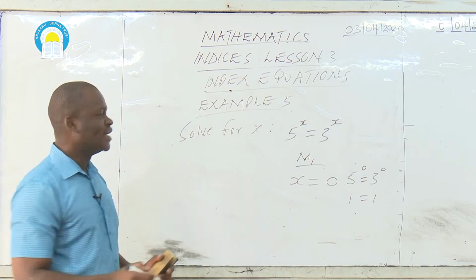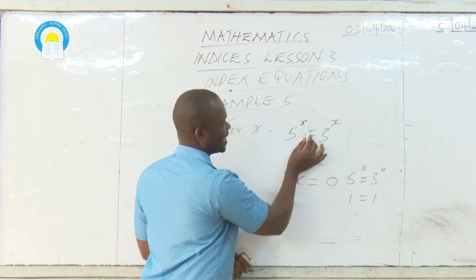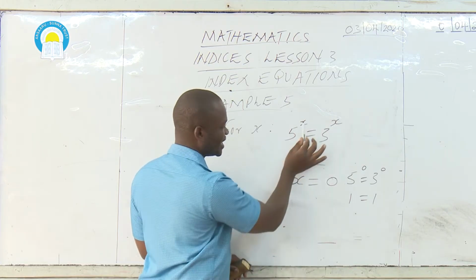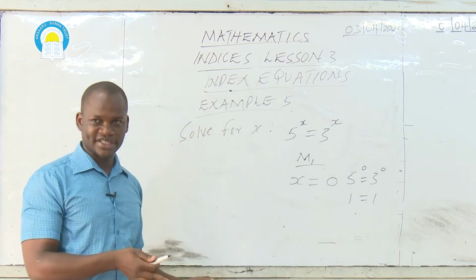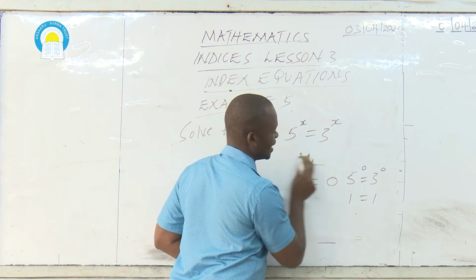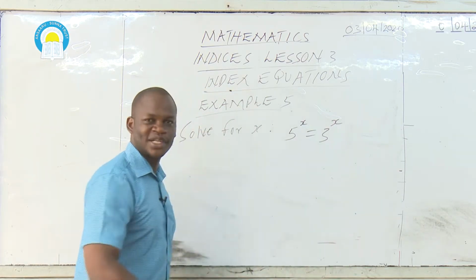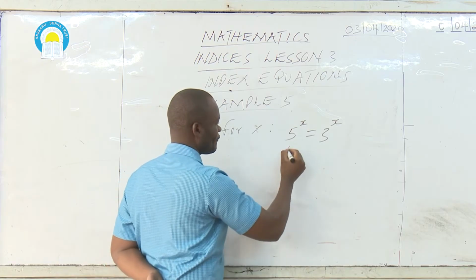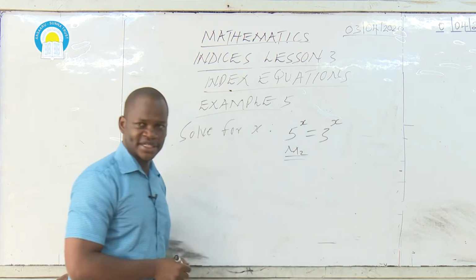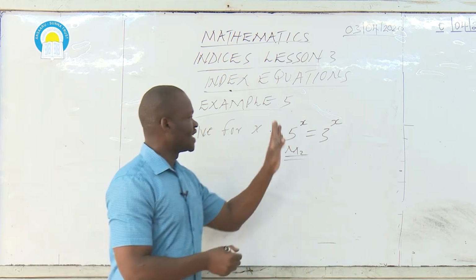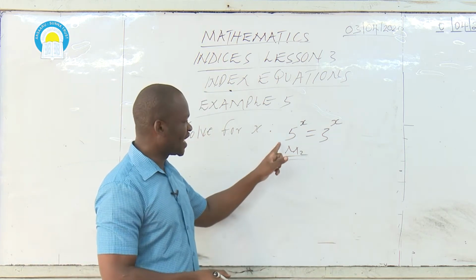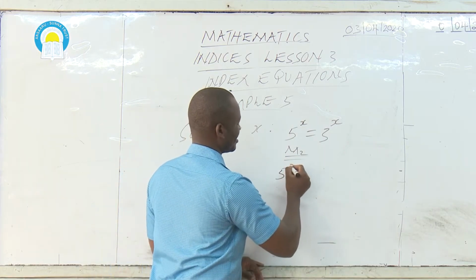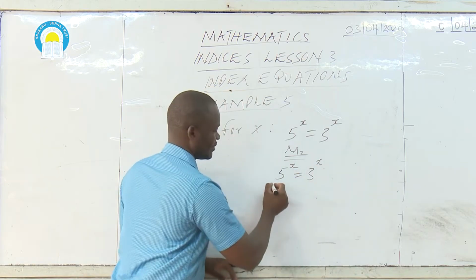That is method 1. So whenever you're given such an equation where the powers are similar, and of course the unknown is in the power, just take the power and equate it to 0. But now, this would be a good approach in terms of the application of the laws of indices. So we have 5 power x is equal to 3 power x. So divide both sides by either 5 power x or 3 power x. Let me divide both sides by 5 power x.